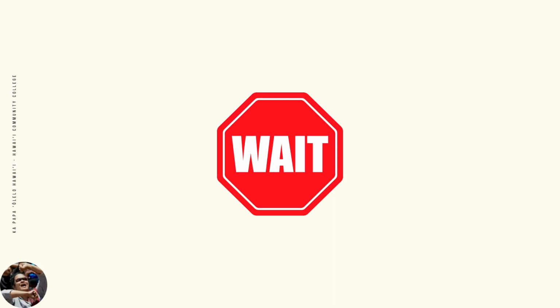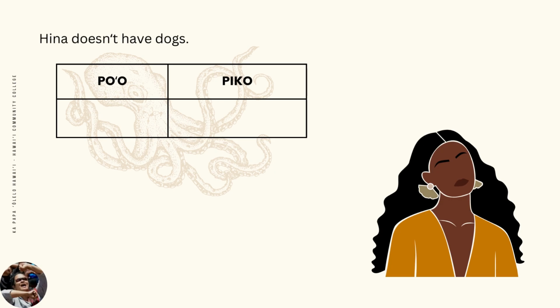And of course, that's not all. There are a few special po'o you need to know. This is Hina. Hina doesn't have any dogs. If there are no items owned, place the word a'ohe in the po'o followed by the item. A'ohe I lio. The piko is still marked with o or a, and the piko is ahina. Hina doesn't have dogs. A'ohe I lio ahina.